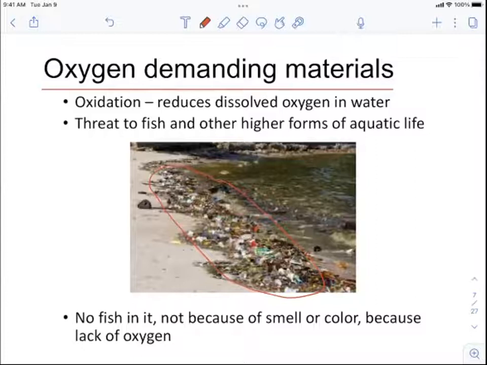But why is it? What is the reason for that? You may say, well, it's probably because of the smell or the odor, or maybe the trash is too dense in there, so the fish cannot easily flow in there. But actually, the true answer is because of oxygen, okay? So basically in this water here, the dissolved oxygen is too low.